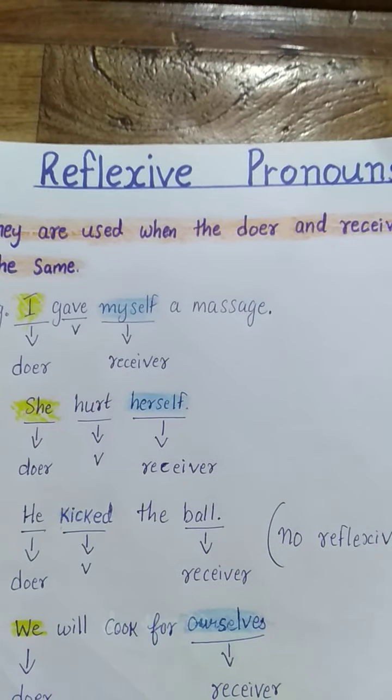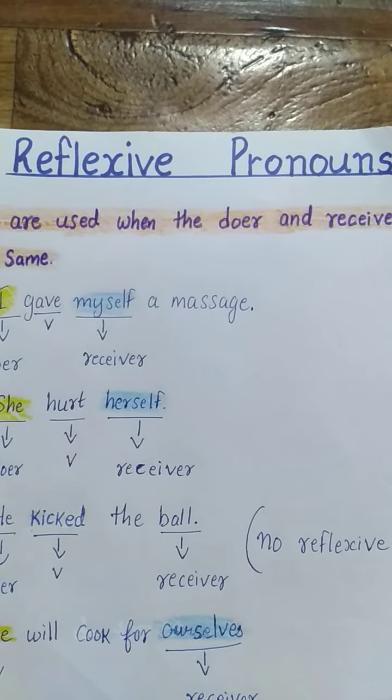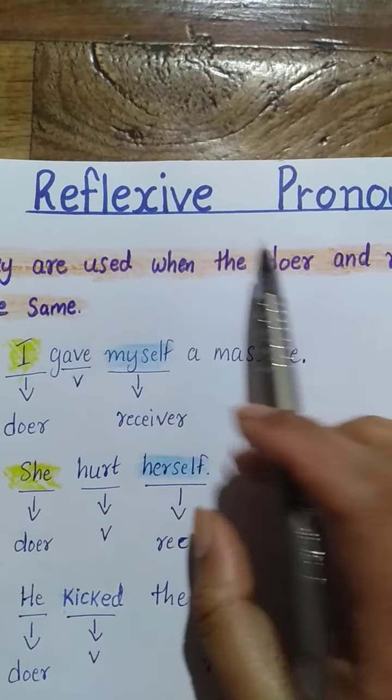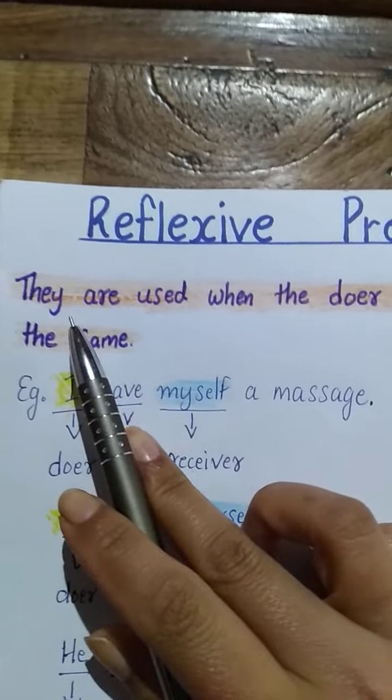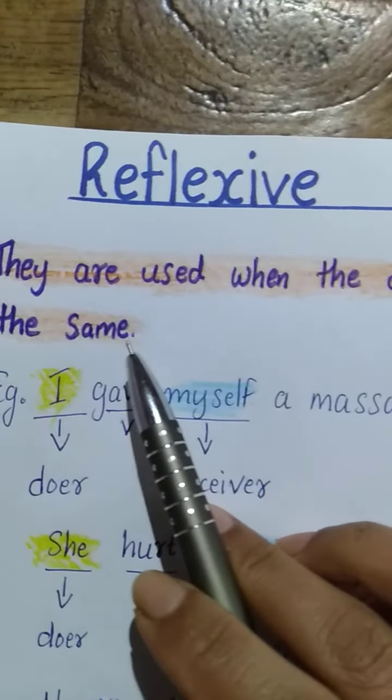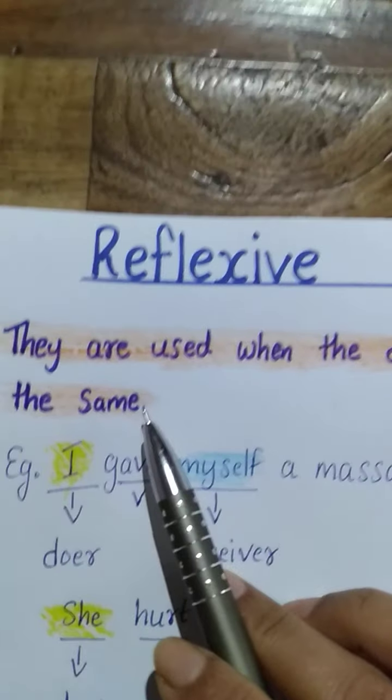Hello children, now let's move on to reflexive pronouns since we have done possessive pronouns. Now, when are reflexive pronouns used? They are used when the doer and receiver are the same. Okay, so what does that mean?